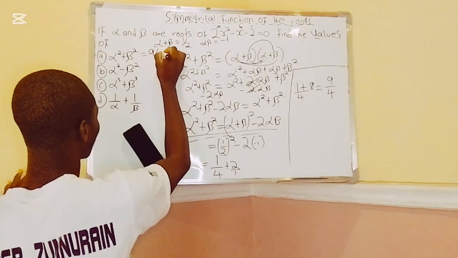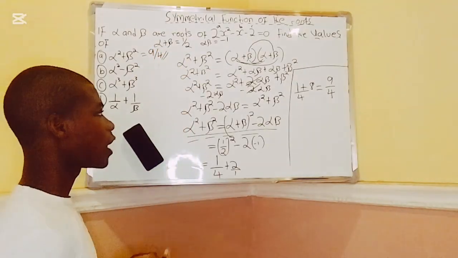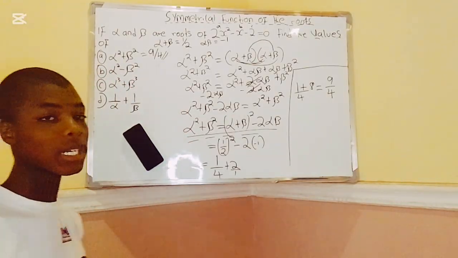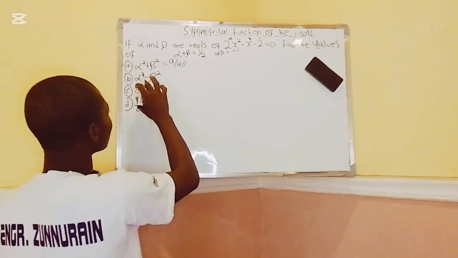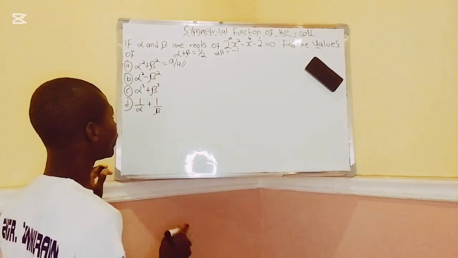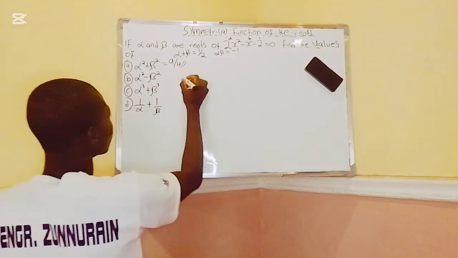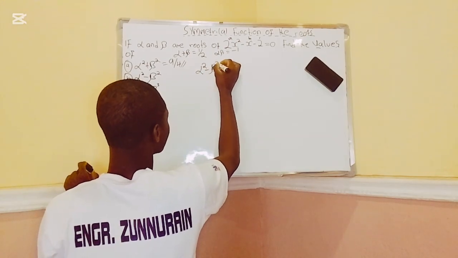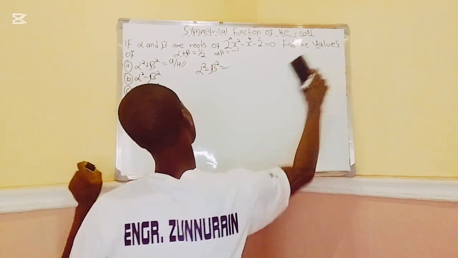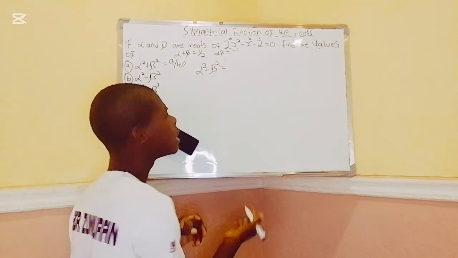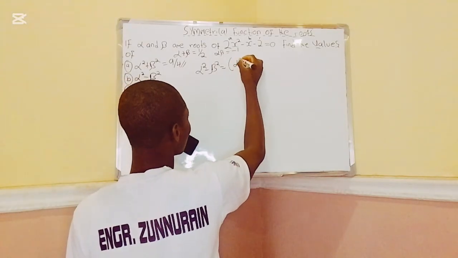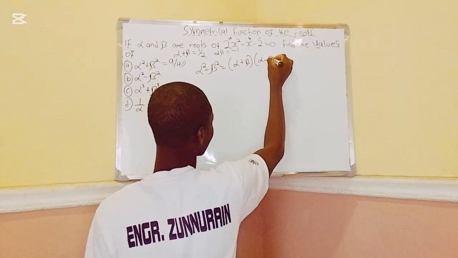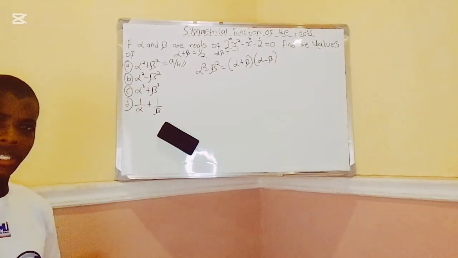Is 9 over 4. So therefore, this is the solution of the first problem. Now, alpha squared minus beta squared is the same thing as alpha plus beta, and alpha minus beta. Did you agree?